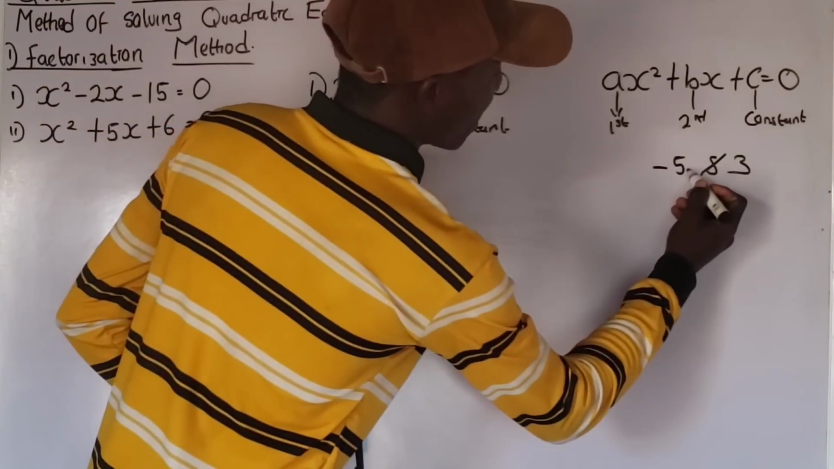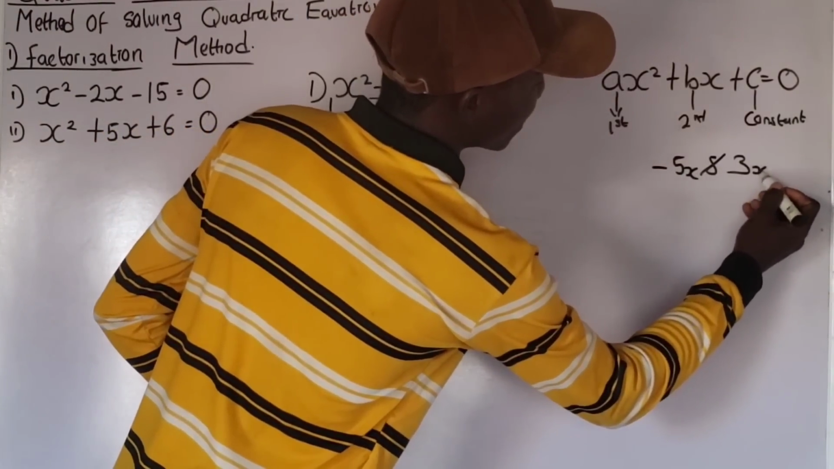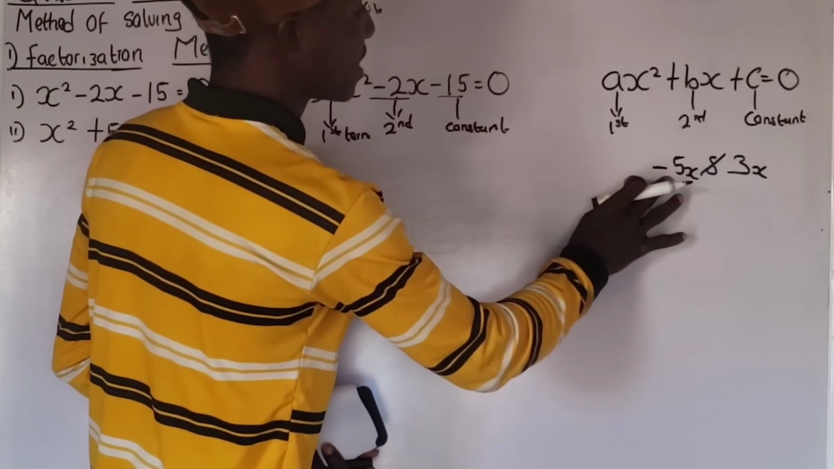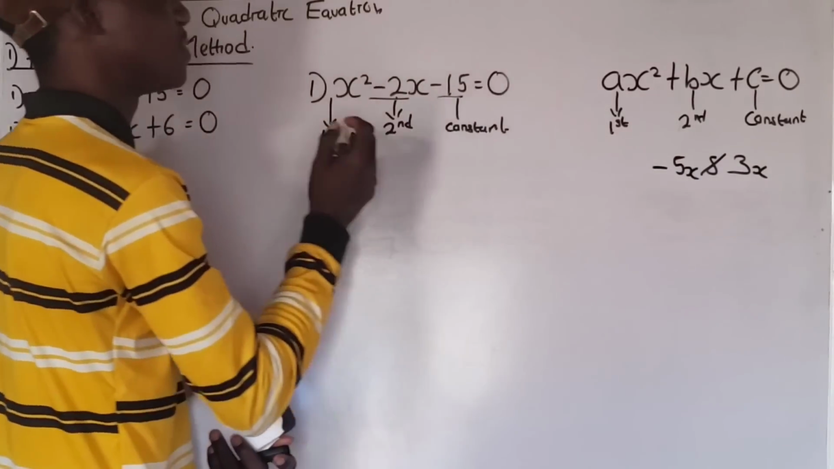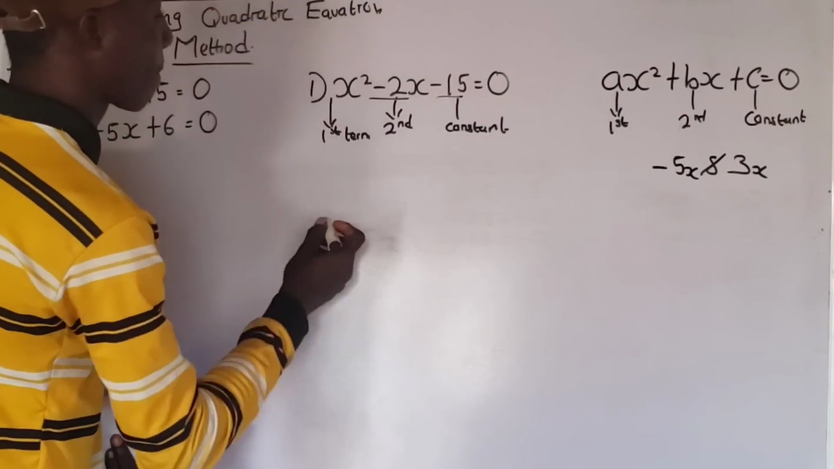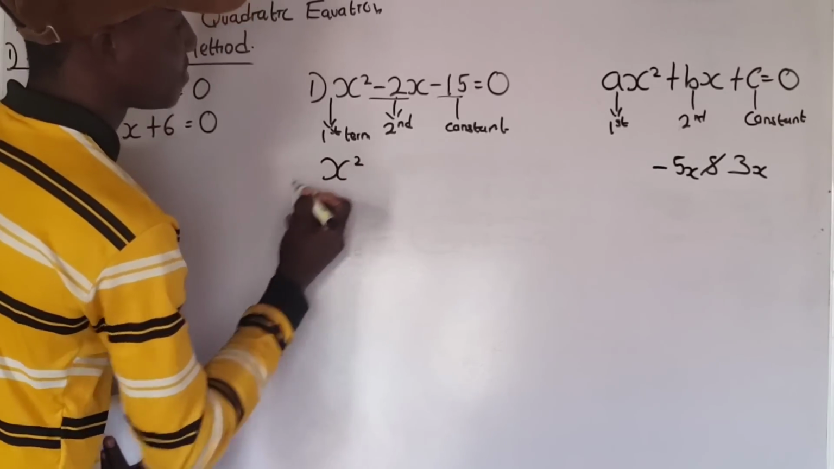This is what? Negative 5x, positive 3x. You understand? Because the unknown is x now, that's why we have to put x. Negative 5x times 3x will give me negative 15x squared. And I'm still coming back to that place. Just pay attention, okay? Now, for this, I'm going to have x squared.